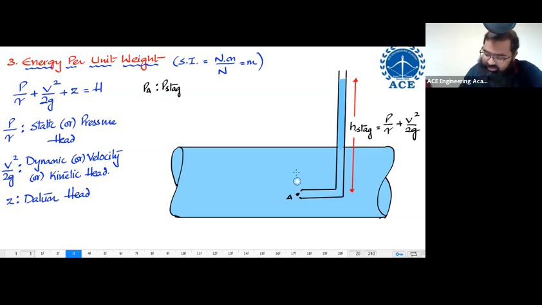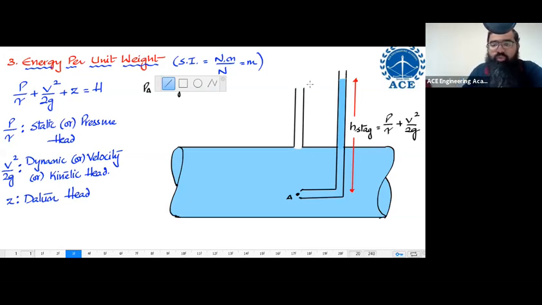Let us say just above point A, somewhere over here, I am creating a particular device, and this device is not blocking the flow, but it is exposing the flow to atmosphere. If this device is exposing the flow to atmosphere, then what happens? The fluid is going to rise up till some level over here.